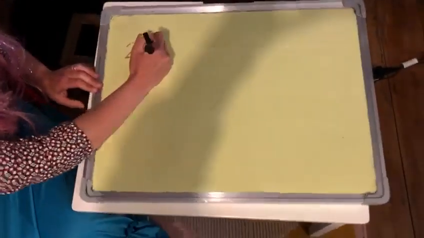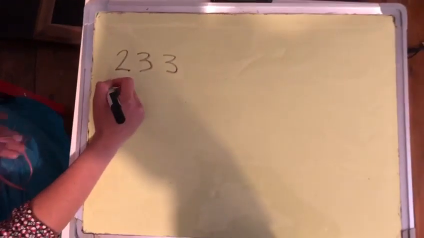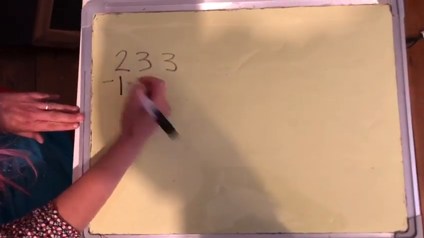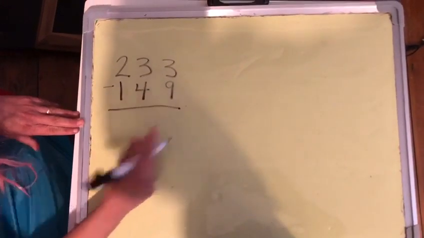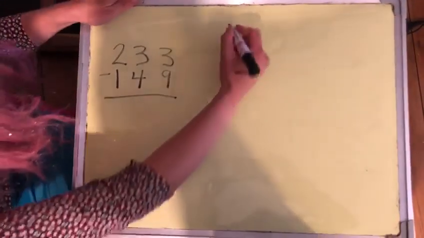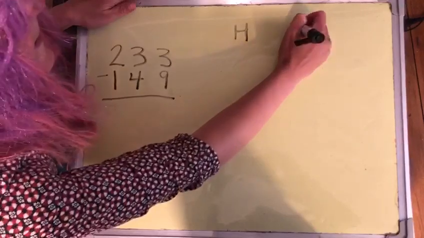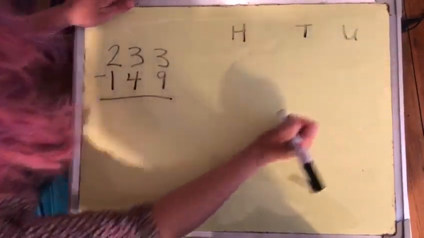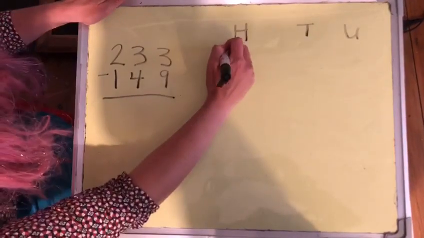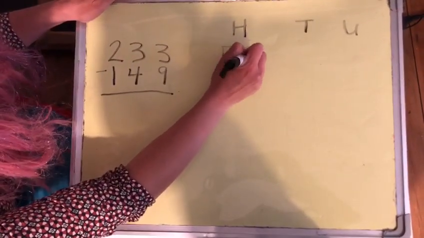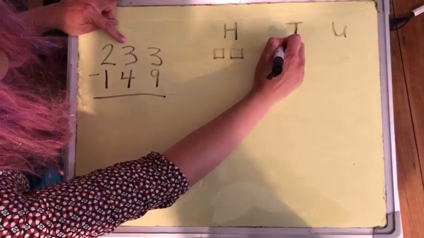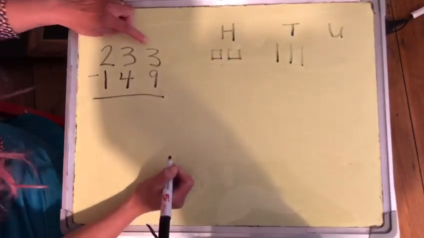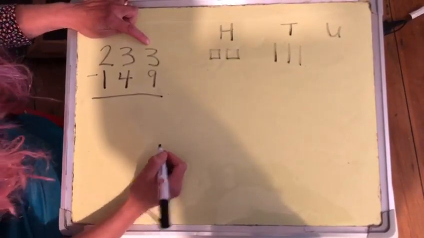Our first question we will begin with is 233 take away 149. Now, as I don't have any Deans, I'm going to draw 233. I will have my hundreds, my tens, and my units. I have 200. I will represent my hundreds using squares. I have 3 tens. I will represent my tens using lines: 10, 20, 30. And I have 3 units. I will represent my units using dots.